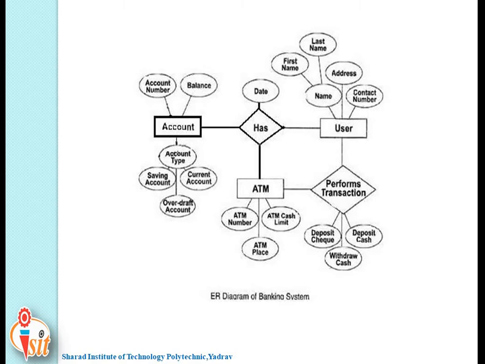Here a customer can have one or more accounts. Accounts are identified by account number, account type, balance, etc. And finally, the ATM has various attributes like ATM number, ATM cash limit, ATM place, etc.